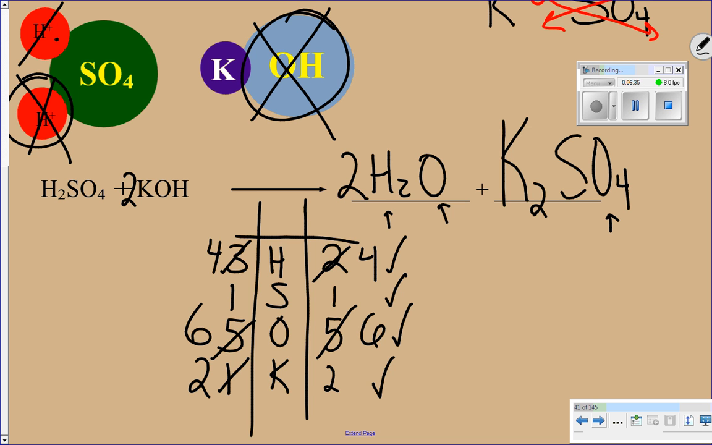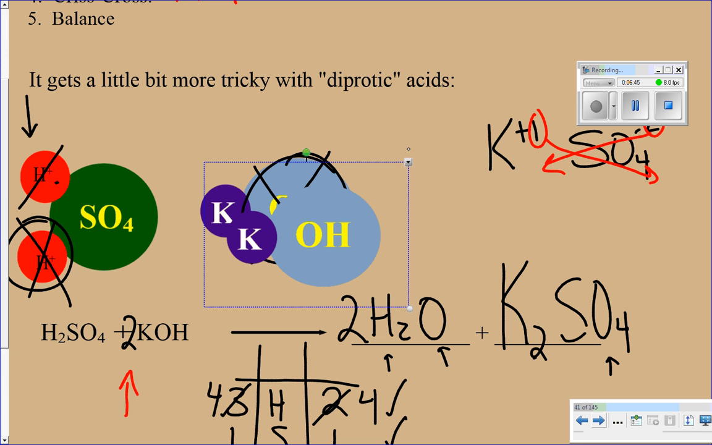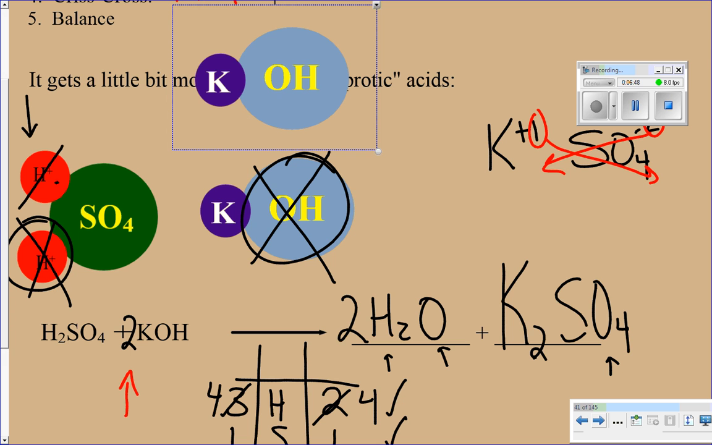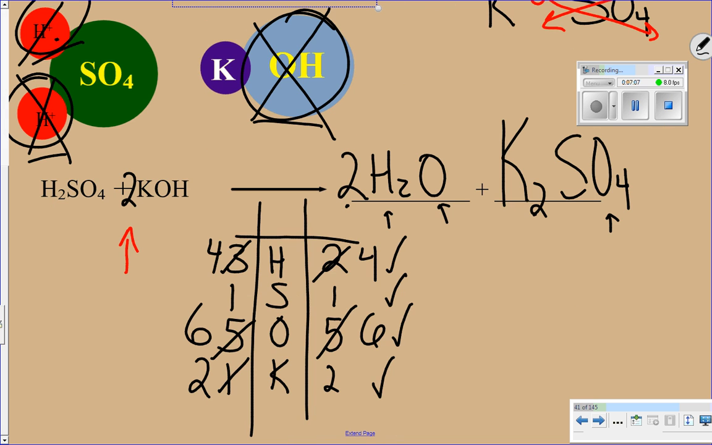Now to go back up here and talk about the situation that we had with that excess H. Because I put a 2 in front of potassium hydroxide, that really means I added a second one of these guys. This OH right here and this H plus right here are now able to cancel each other out. This guy and this guy make one water. This guy and this guy make my second water, which is why I have a 2 in that reaction. So my final product, H2SO4 plus 2KOH, makes 2 H2O plus K2SO4.